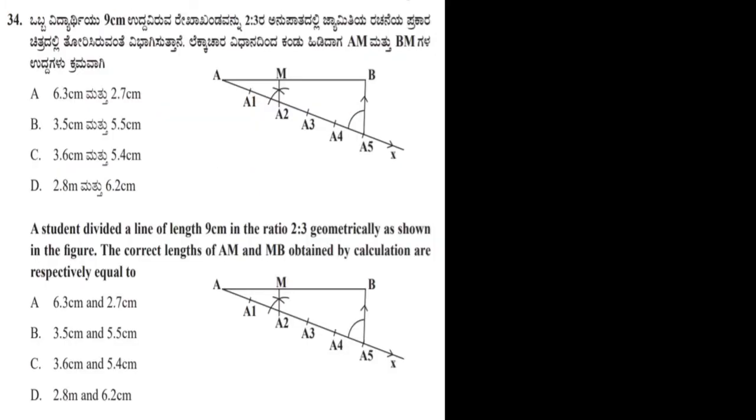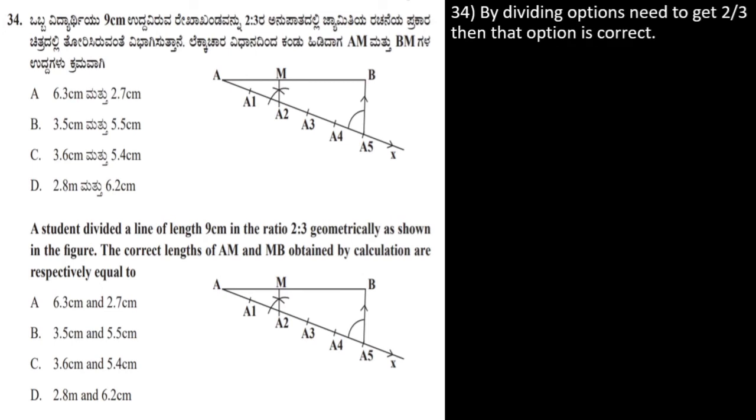34th one, a student divided a line of length 9 cm in the ratio of 2:3 geometrically as shown in the figure. The correct lengths of AM and MB obtained by calculation are respectively equal to. It's a similar type, only the values are a little different. They gave it in model paper 1 also. Here we need to check which option, when divided, gives the ratio 2:3.